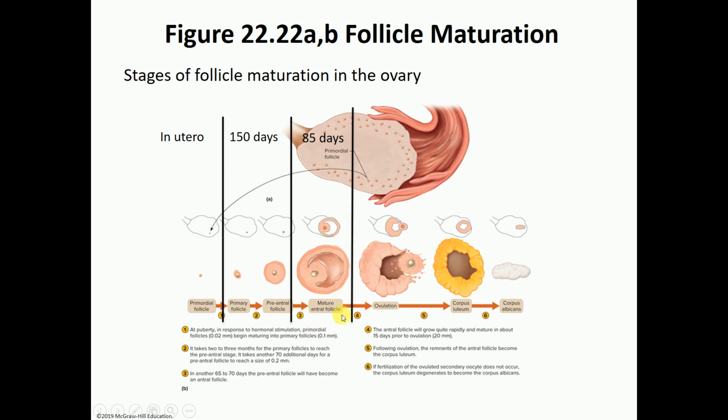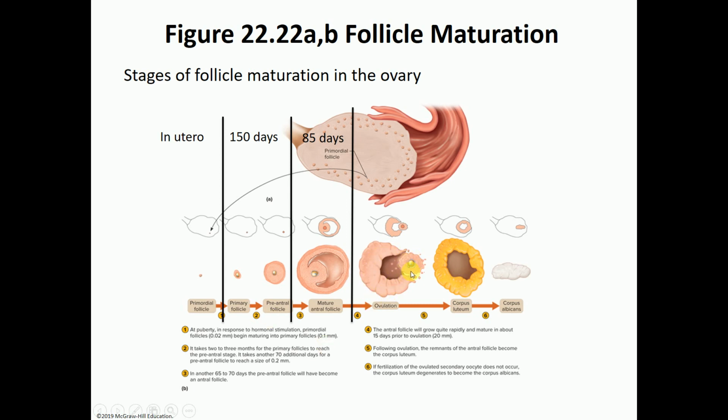That mature Graafian follicle is going to ovulate. You see here the ovulation process happening. This is what is ovulated, the secondary oocyte surrounded by the zona pellucida and a crown of cells. That crown of cells are known as the corona radiata. And the remaining of the follicle stays in the ovary.